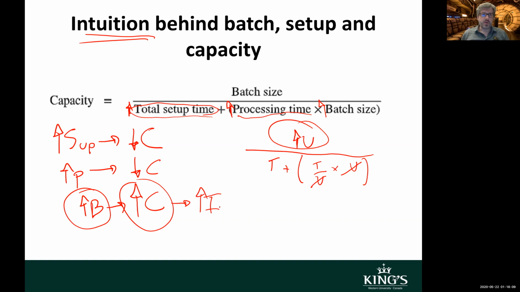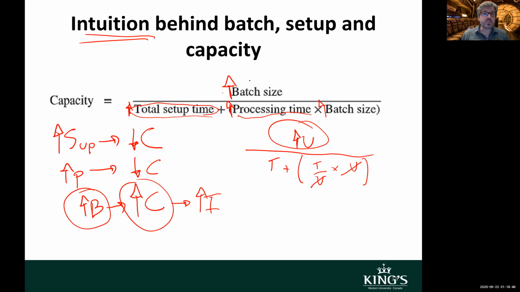So to wrap this up, with a lot of setup time, your capacity decreases because you're allocating a fixed amount of time in a day to setup as opposed to production. On the other hand, if you increase the processing time, you make a process longer to finish a product or a service. Again, in a fixed amount of time, you can only produce or service so many units a day, therefore your capacity goes down. Now, if your batch size, on the other hand, increases, your capacity increases.